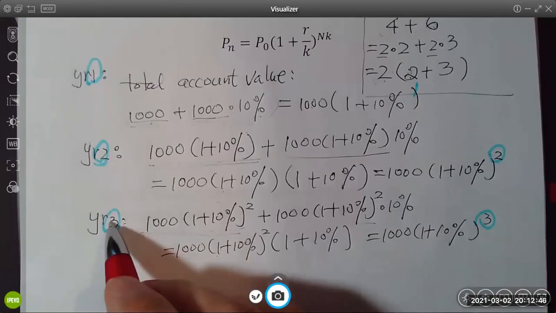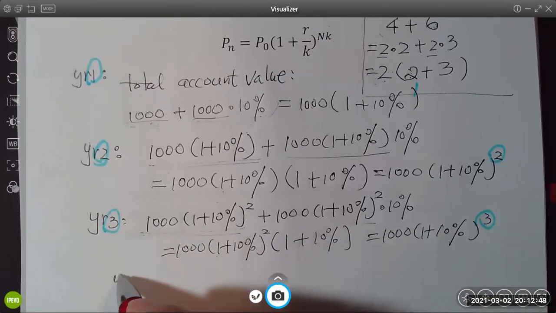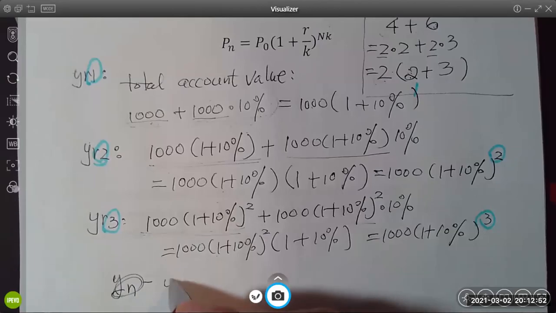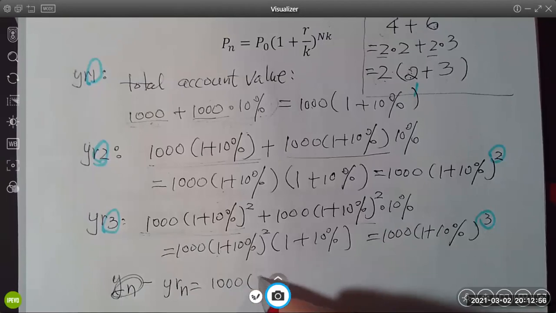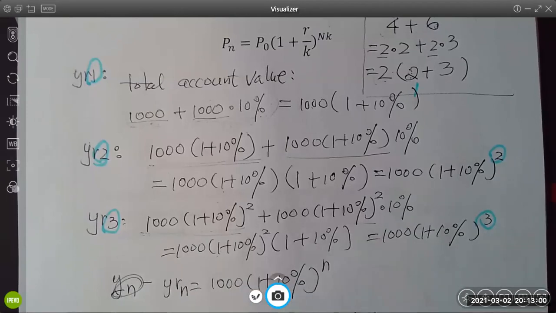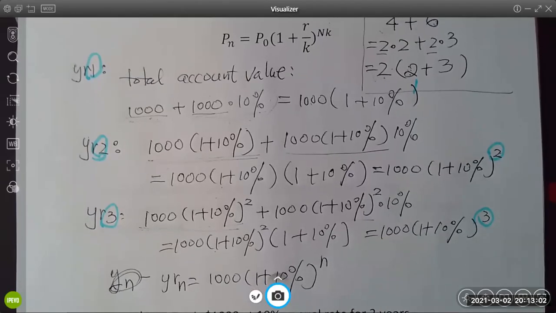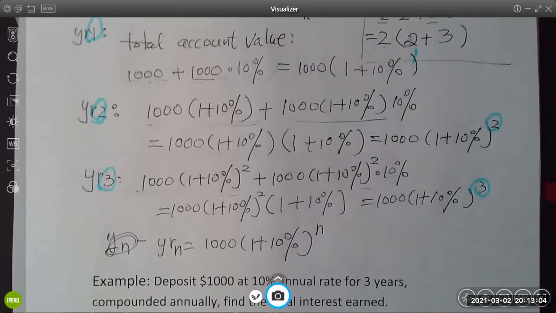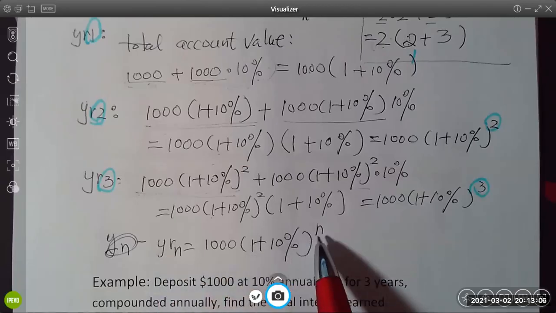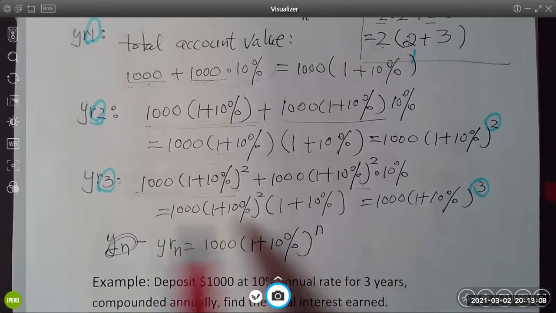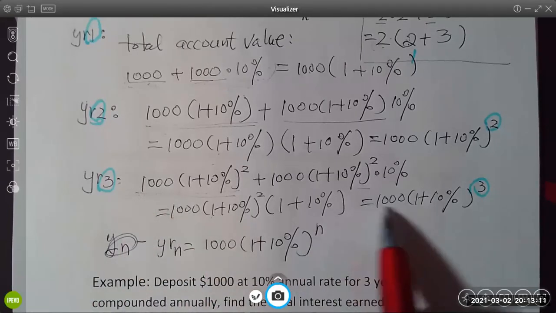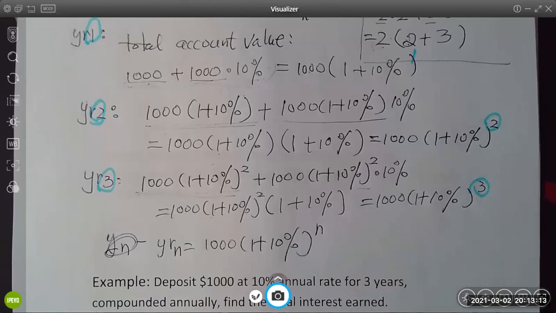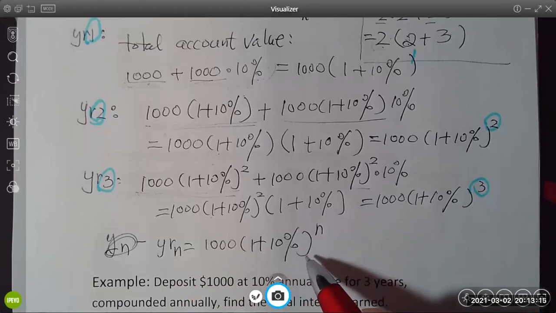So I can rewrite this like this: Yn, year n, will be 1000 times (1 plus 10%) to the power of n. Is that right, everyone? That's really not different. If this is 4, year 4 will be 4. Year 5 is going to be 5. Year 3 is going to be 3. Always the same. Now we can generalize this formula.